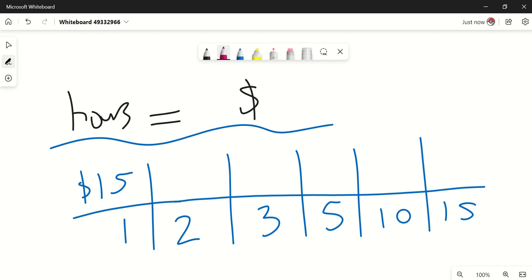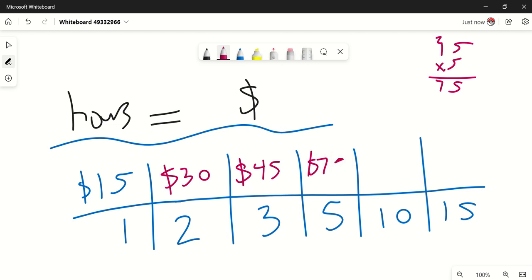This is going to be a ratio. We know we get paid $15 per hour, so 2 hours would get us $30, because we did 2 times 15. 3 times 15 would give us what we would earn in 3 hours, or $45. 5 times 15, 5 times 5 is 25, 5 times 1 is 5 plus 2, so that would give us $75 in 5 hours, and so on. This is going to give us our table.